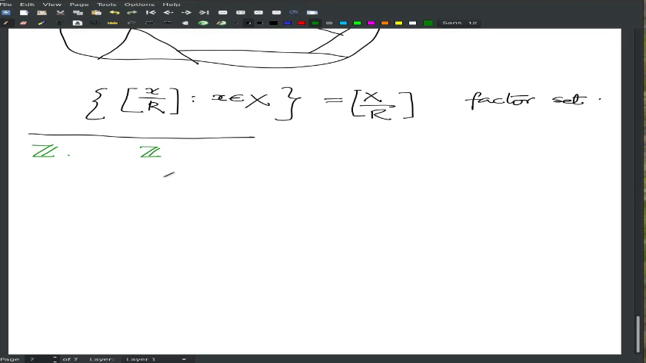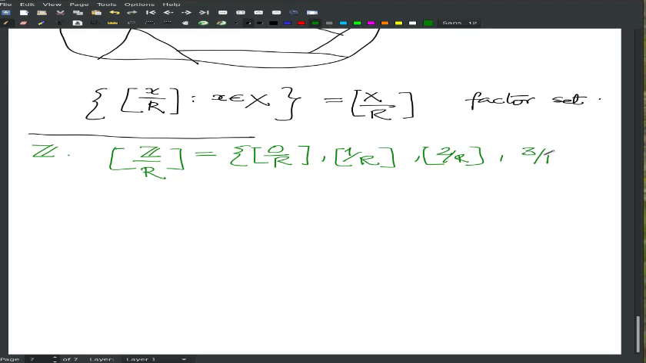Here your Z by R is nothing else but this. It has 4 elements. We shall see later on, we'll not see it today, but we'll see later on that you can still have a notion of an addition, multiplication of these 4 elements, and that is usually known as the modulo 4 arithmetic.